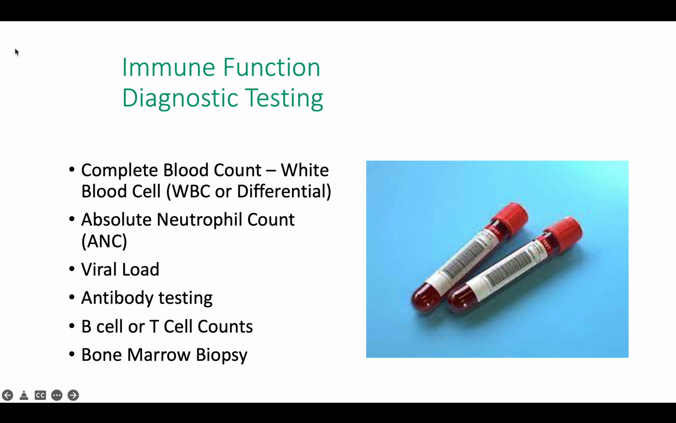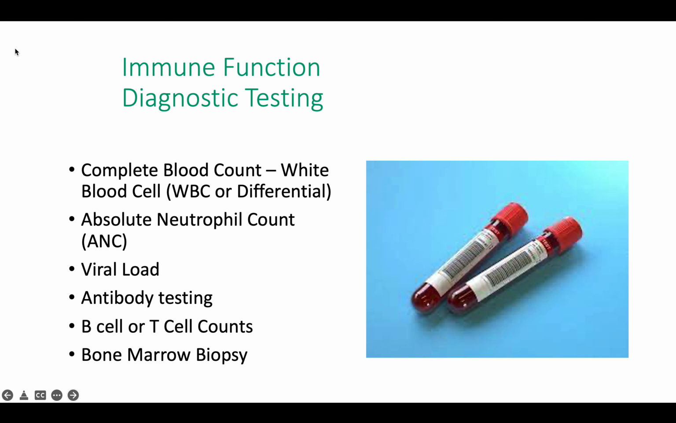So what do we do to assess immune function? How do we gather further data about what's happening in the immune system? We talked about this a little bit earlier. We start with the complete blood count, but we have different focuses. So the first thing we would focus on is the white cell or differential. Is it high? Is it low? Are they mature cells or immature cells?